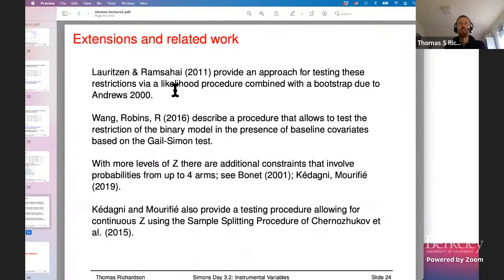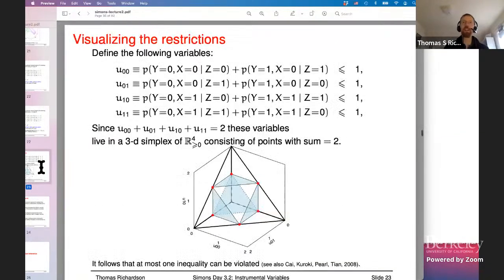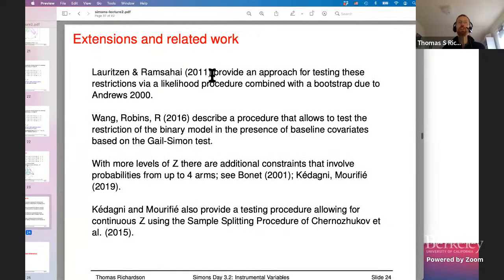So the Lauritsen and Ramsahai Biometrika paper provides an approach for testing these restrictions that we've got here. And it's not as simple as just plugging in the empirical distribution here, because even if the model's true, we might just by chance violate one of these inequalities. So Lauritsen and Ramsahai provide an approach via a likelihood procedure combined with the bootstrap.